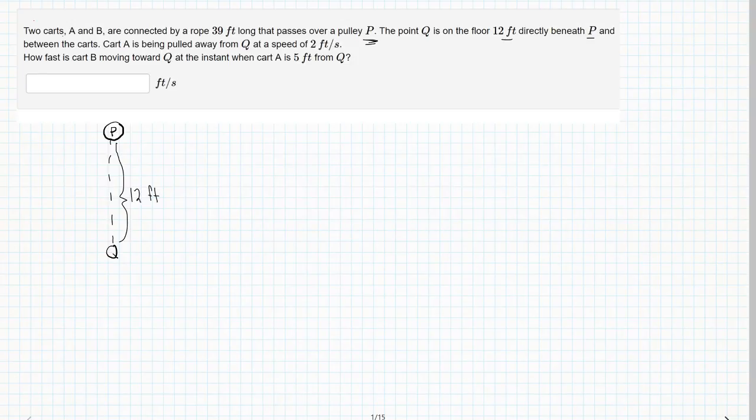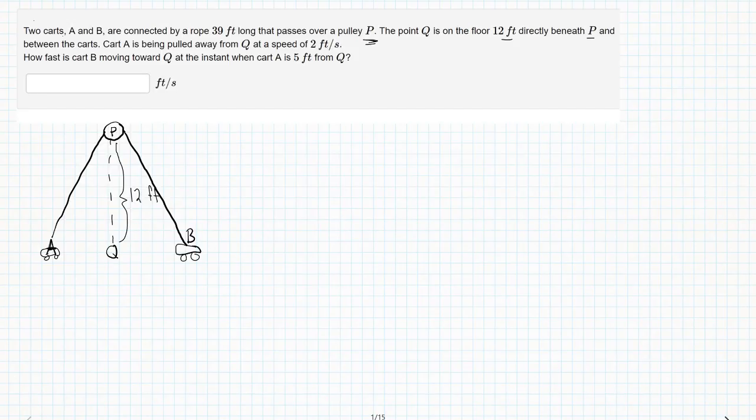Okay, and so two carts A and B are connected by a rope 39 feet long over the pulley P. So we'll draw cart 1 right here, and let's say this one is A, for example. So that's A sitting right there, and we have the rope go over the pulley. These are not going to be equidistant, by the way, and so we have a cart 2, which we'll call B, sitting out over here, and then we have our whole setup.